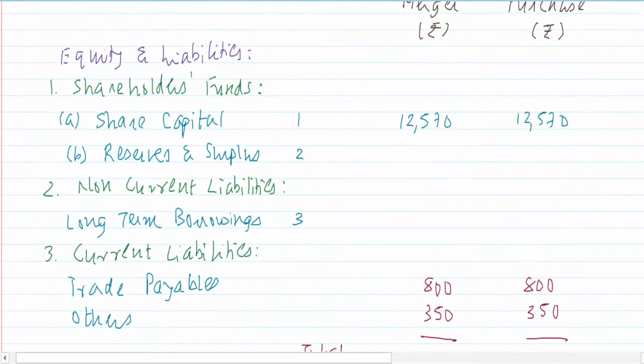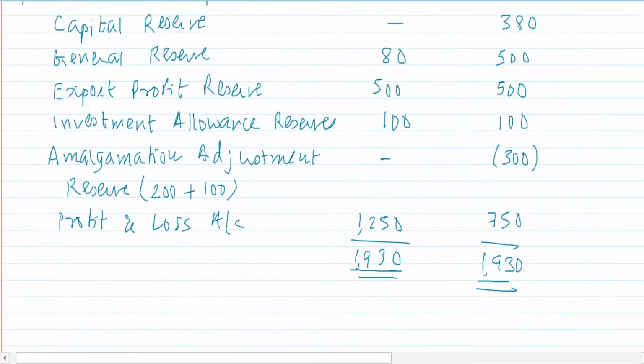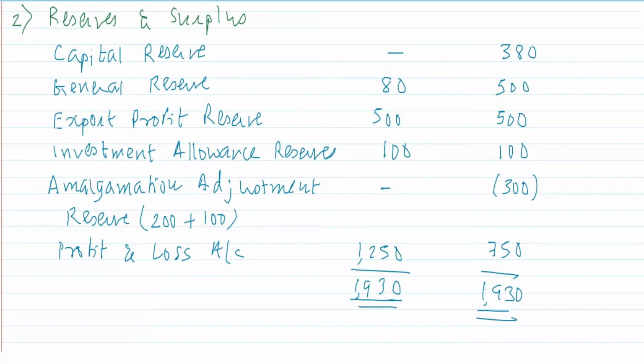I'll return back to the balance sheet. And against note 2, I put 1930. Right. This is the note for the reserves and surplus. In case you are still writing, you can pause the video here and you can go through the working.